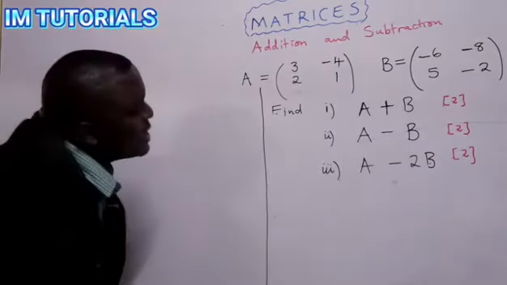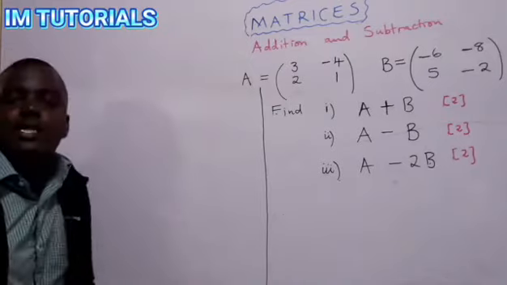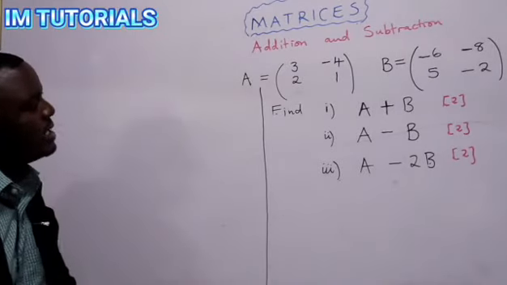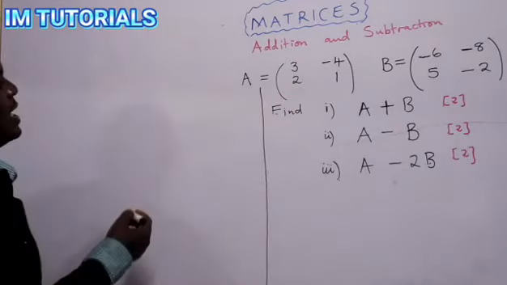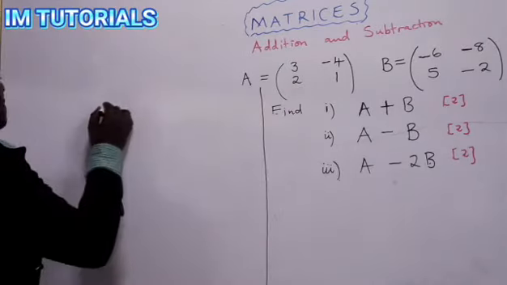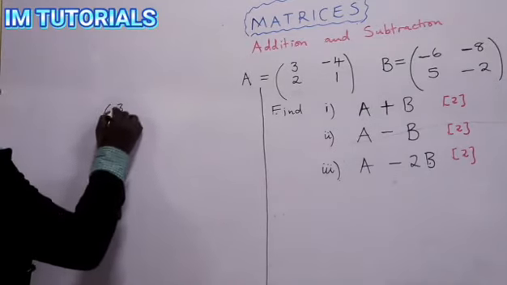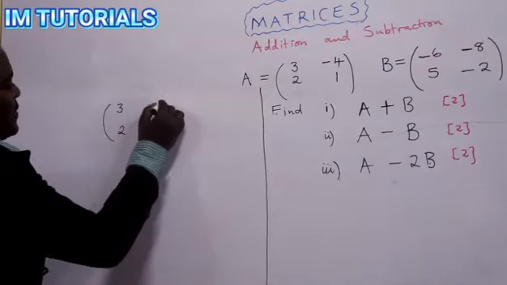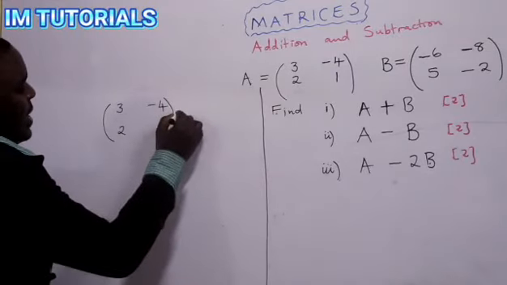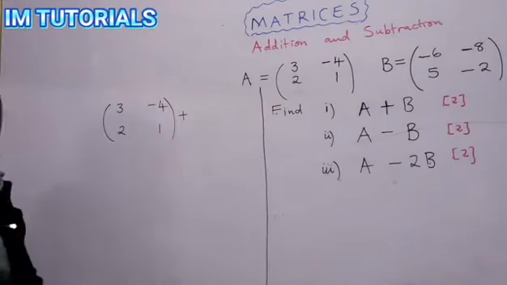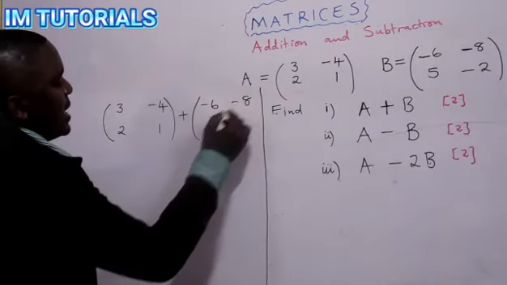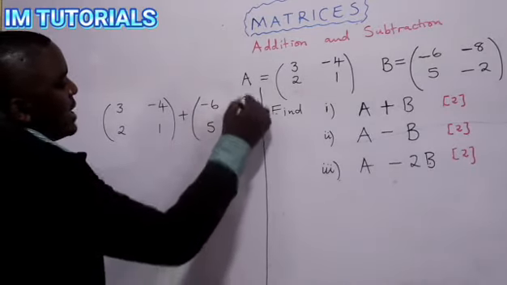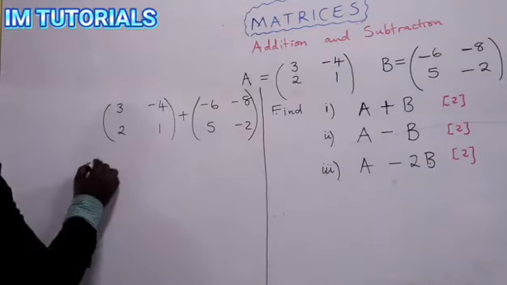The first question is requiring you to add matrix A with matrix B. So you have to substitute A first with the given matrix. The given matrix of A is 3, 2, minus 4, and 1 like this. Then I put the addition sign. A is going to be added to matrix B, where matrix B is minus 6, minus 8, 5, minus 2 like this. I hope you are listening, class.